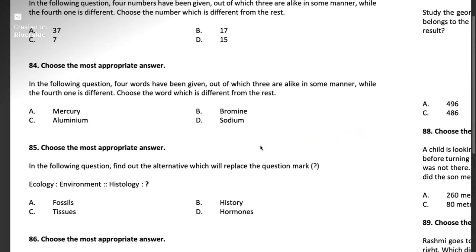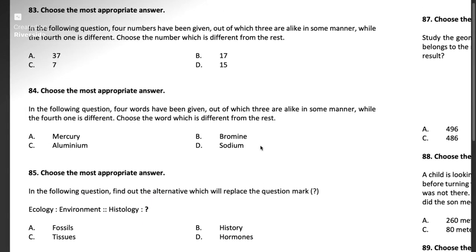So 85 is over. 84. If you had ticked history for histology, or histology for history, then this is called a silly mistake. Okay. Then you should have been slightly more smart. You can't make this silly mistake.